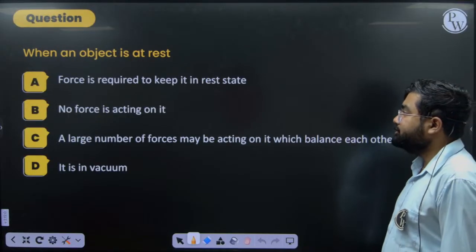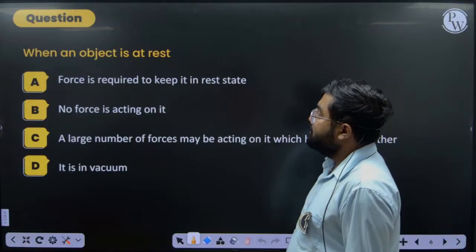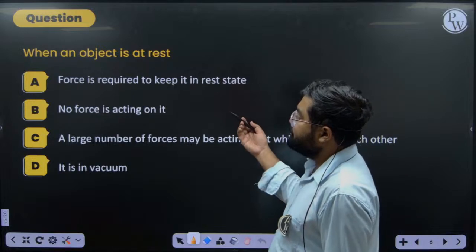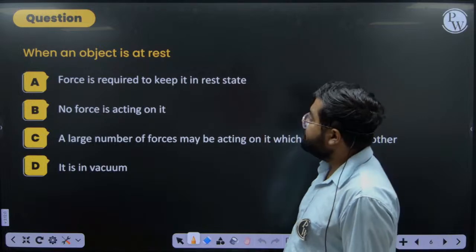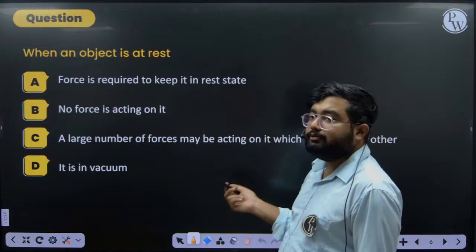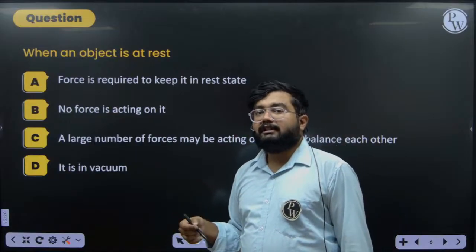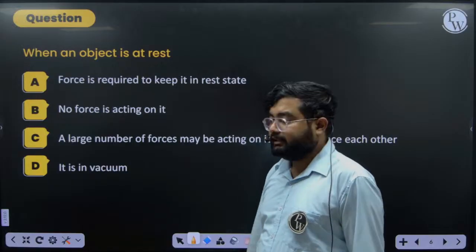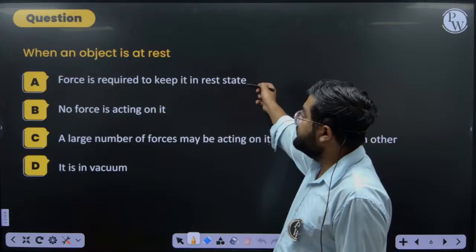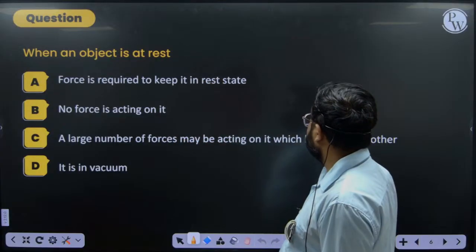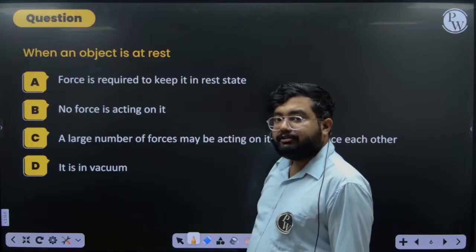There is another question for you. When an object is at rest, which of the following options are correct? So the first option says force is required to keep it in the rest state. No, from the first law, an object at rest stays at rest unless an unbalanced force acts on it. So this is incorrect. When an object is at rest, no force is acting on it. This is also not correct.